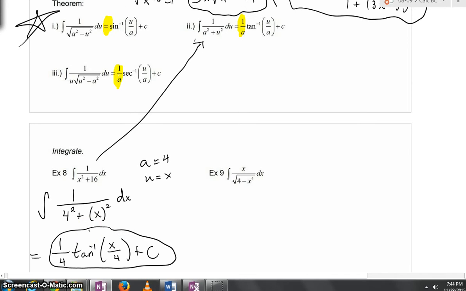That would be fine. You can always double check if this is the correct work by taking a derivative. You would in fact eventually arrive at 1 over x squared plus 16. For number 9, you certainly don't have an inverse tangent here. If anything, it might look most closely to number 1 up above, where we're going to have an inverse sine. And that is, in fact, what we do have. Let's first notice that our a would be a 2.